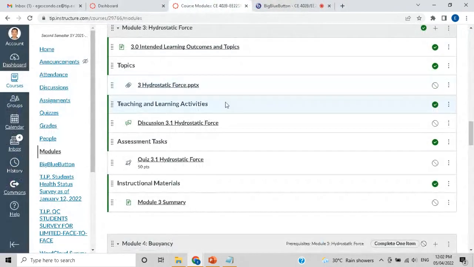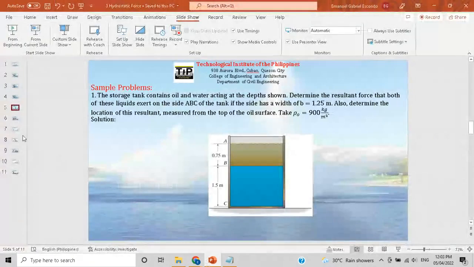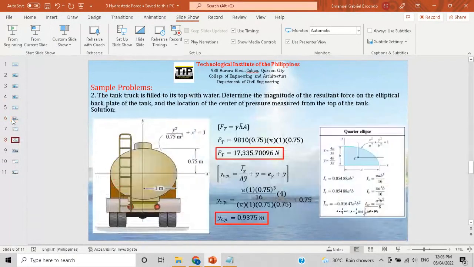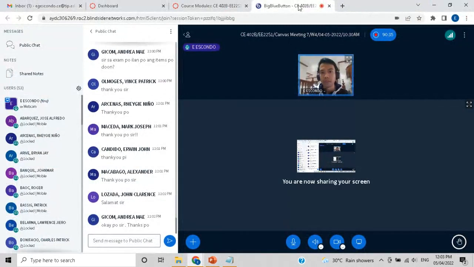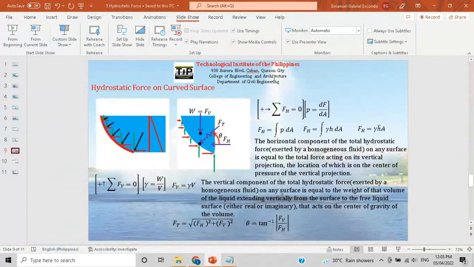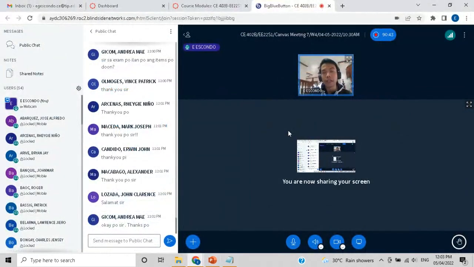Tapos, ituloy natin yung discussion because we still haven't discussed hydrostatic force on curved surface. So, ang diniscuss lang po natin ngayon is hydrostatic force on flat surface. Okay, so itong subject na to, discuss na lang natin next week, Tuesday. Tapos, simulan na rin natin yung analysis of dams. Okay, kasi itong topic na to, magbibigay lang tayo ng isang problem. Okay, isang problem. Tapos, proceed na tayo dun sa bagong topic sa module 4, which is yung analysis of dams.